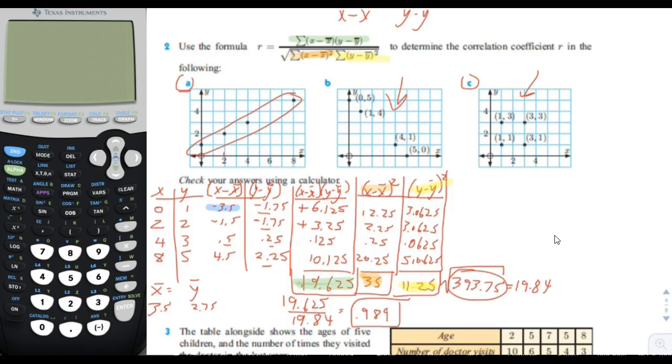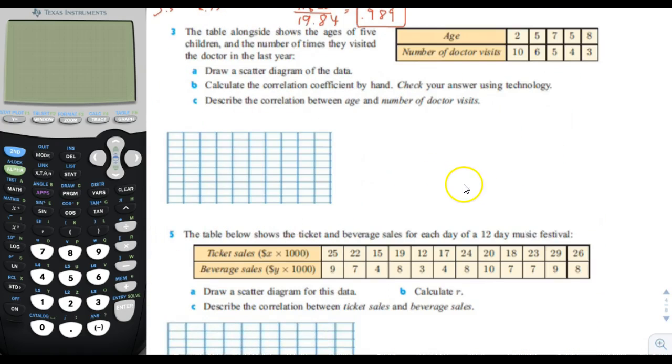What about this one? This one is not going to give you a really big number because it doesn't look like a line, does it? It looks like a square to me. So it's going to be something closer to 0. Okay? All right, let's move on to number 3.